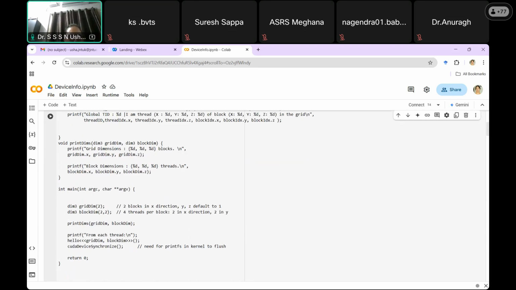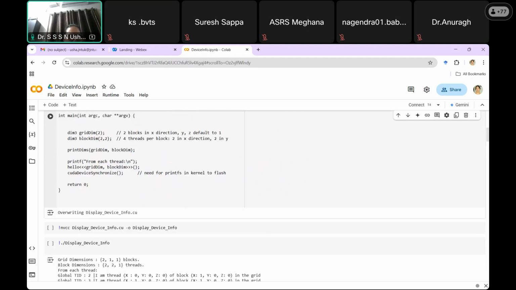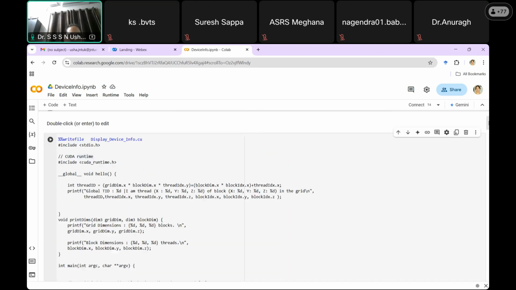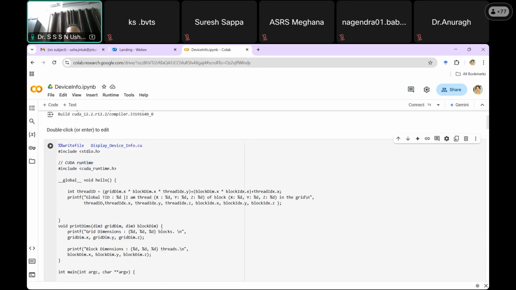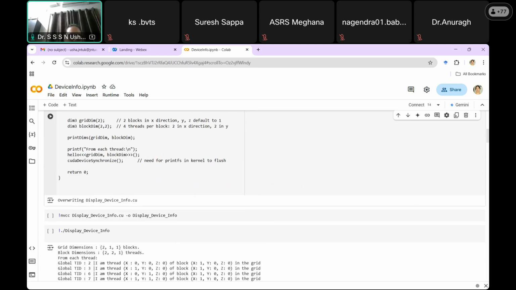So this is one program. First I would like to tell you how to compile and how to run. We have written the program using percentage writefile, then filename.cu. After that, you need to compile the file, right? For the compilation, this is the command: exclamation mark nvcc, the filename.cu, and then -o, the output file. You can give the output file name. Otherwise you will get a.out as the output file, but you can give the output file name, right? So -o, output file name.